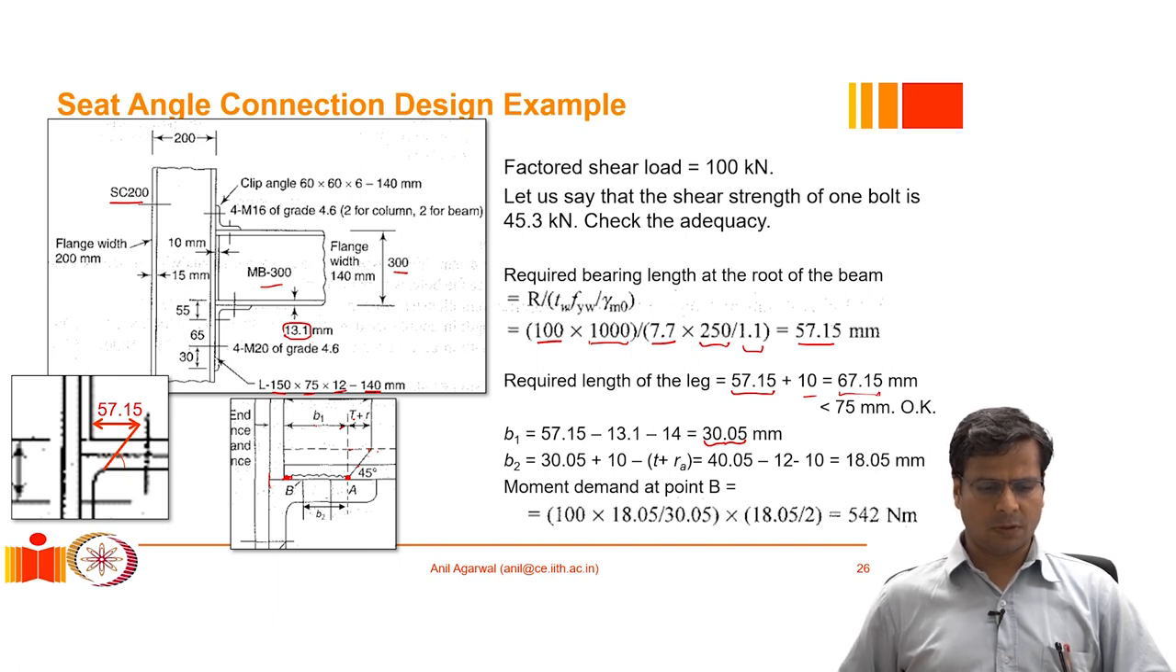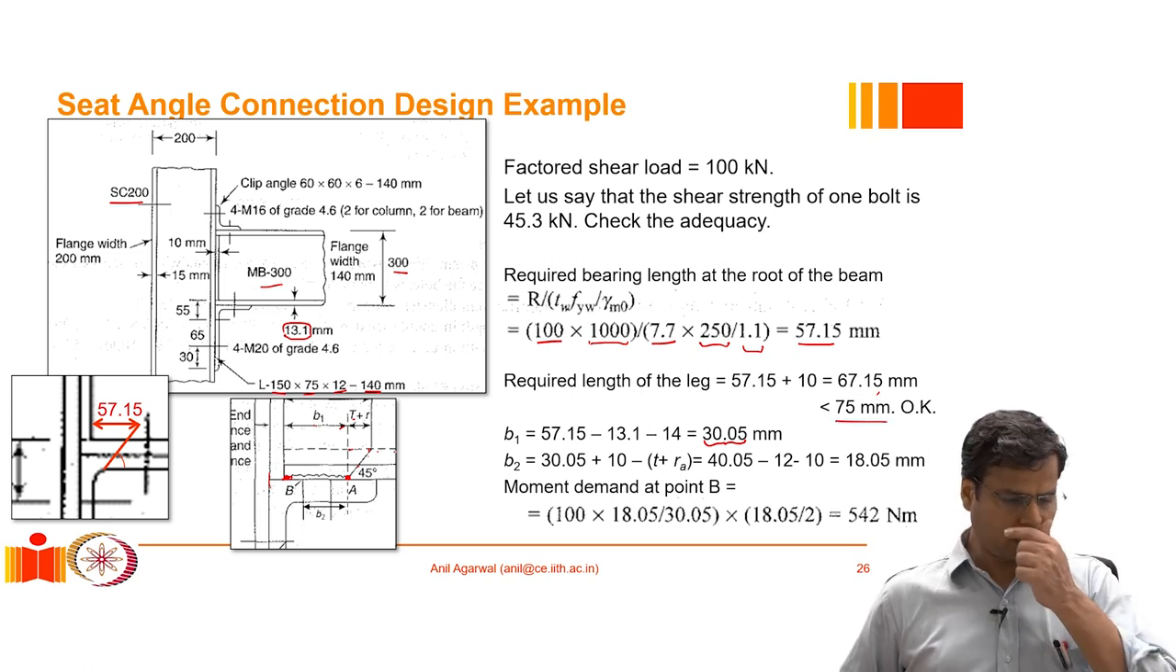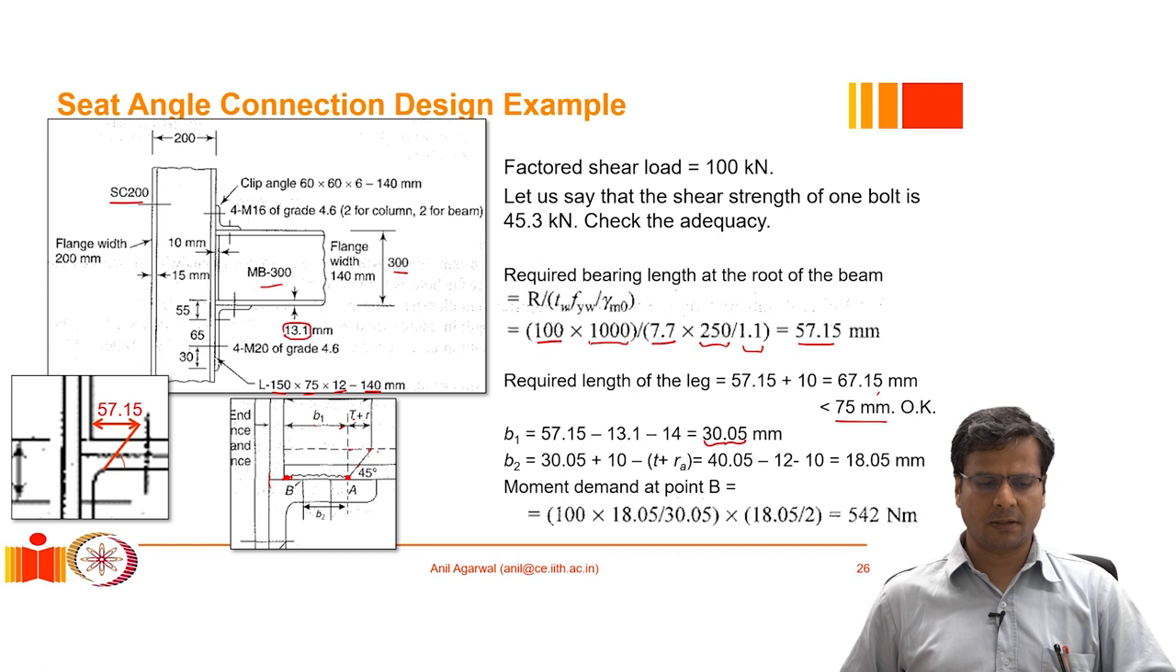So we need the leg to have at least a dimension of 67.15, and the angle that we are using has a leg width of 75 millimeters, which is more than what is minimum required, and therefore this is safe. So we have enough width available in our leg to handle this kind of load. And now we know that we need a B1 of at least 30.105 millimeter. If we make sure that B1 is this much, we will ensure that there is no web crippling happening in the web.